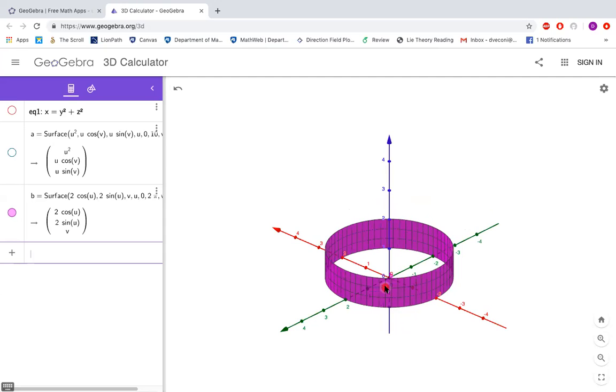Meanwhile, if v is constant, or z is constant, in other words, z is some constant number, you're left with x and y being 2 cosine u, 2 sine u, and that's going to give us one of these rings around here. So that's what these grid lines actually mean. They're really telling you what happens when these coordinates are held constant.